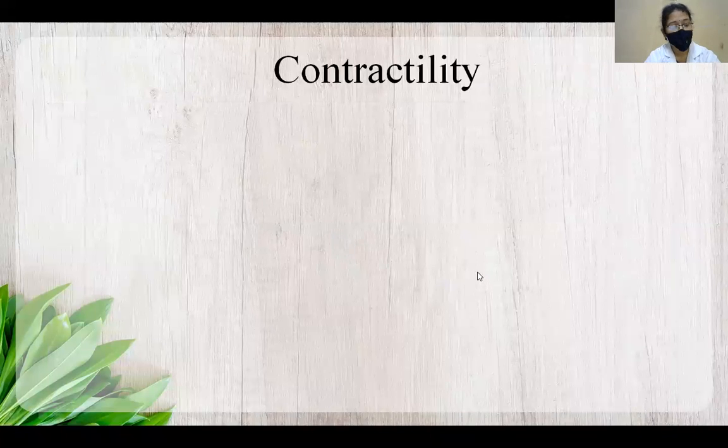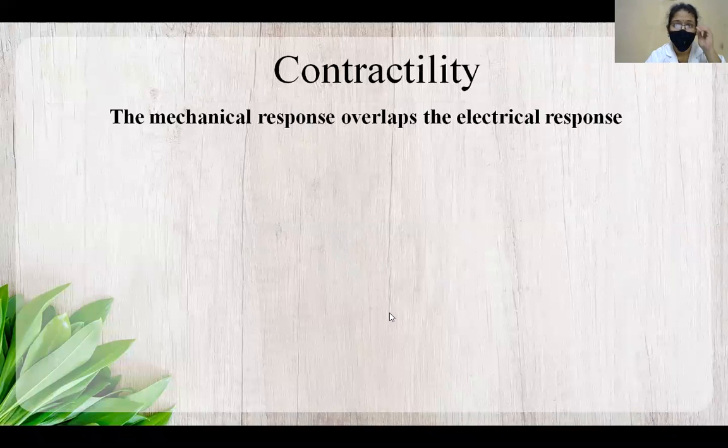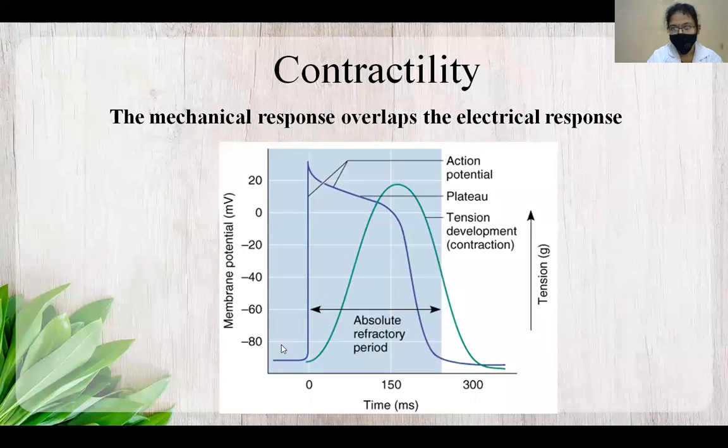So coming to another very important property, that is contractility. Now, here the mechanical response overlaps the electrical response. So look here. The moment the action potential is being generated, means depolarization occurs, simultaneously during the plateau you see the contraction has got started. Okay. So here the mechanical response and the electrical response overlap each other, which is quite different from that of skeletal muscle. In skeletal muscle, first is the action potential and then you have the mechanical response. So here, in cardiac muscle, both of them overlap each other.